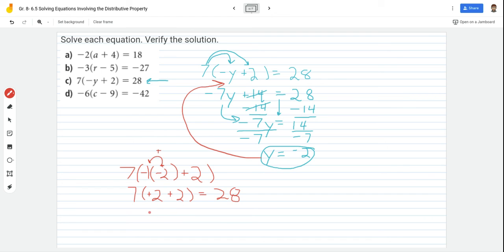So 2 plus 2 is 4. I'm left with 7 multiplied by 4 on this side. The 28 just continues to be brought down. 7 multiplied by 4 is 28. Both sides of my equation equal 28, preserving equality. Therefore, negative 2 is correct.